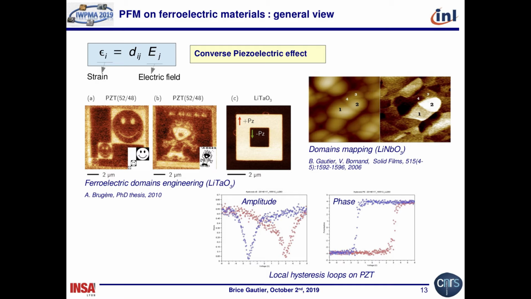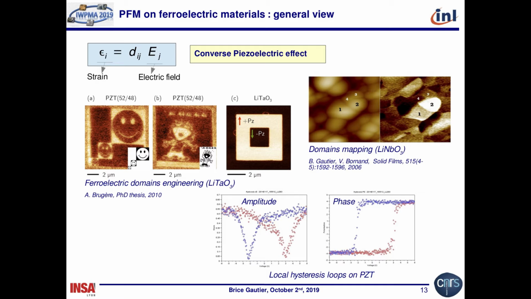You have grains there. And in parallel to the topography, you record the piezoelectric PFM signal. This signal is a mixture between the amplitude and the phase. So you have information on the brightness of the grain, which is related to the amplitude, and you have information from the sign. This is dark because this is negative. From the sign of the signal, you have information about the orientation of the polarization, that we will detail a little further. This is the difference between this polarization there and this polarization there.